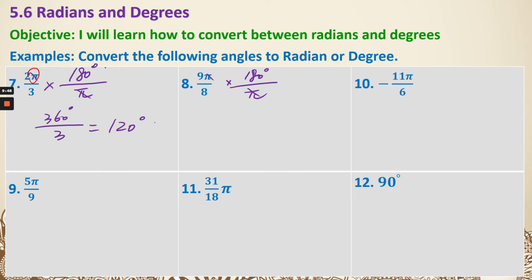Pi is gone. 8 on 180, you can choose to do it altogether: put the 8 on the bottom, 9 times 180, that is going to give you 1620 degrees on the top. Then simplify it, that works.